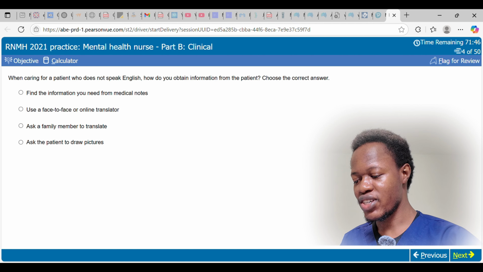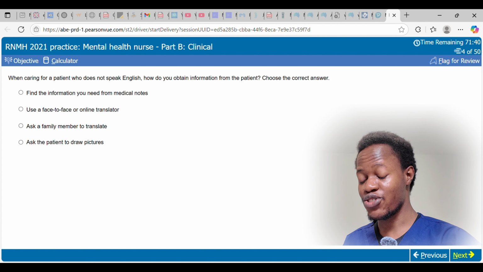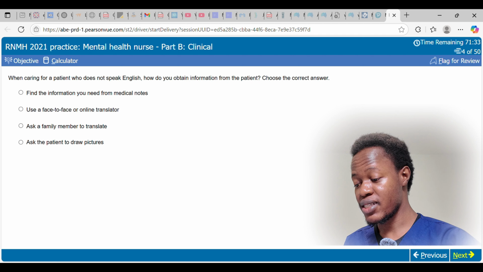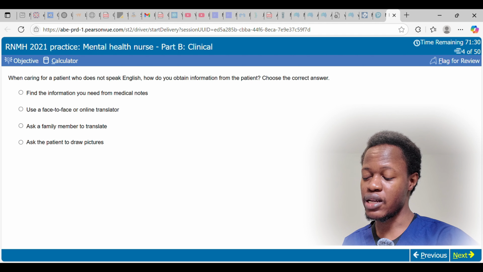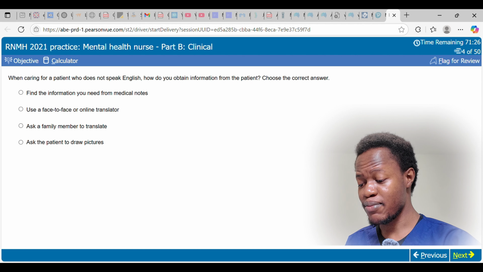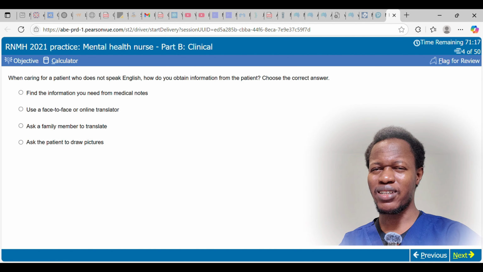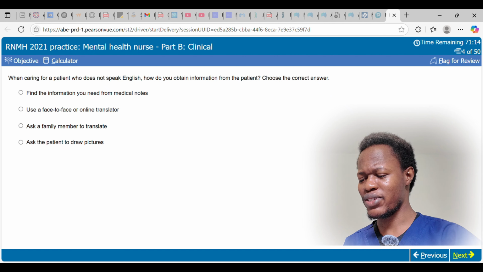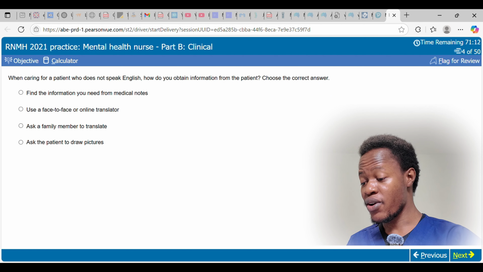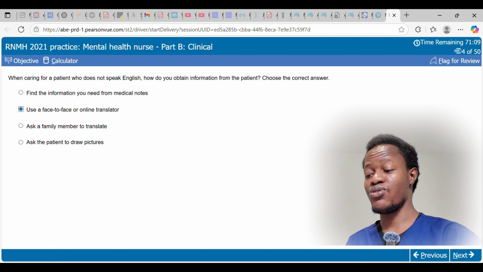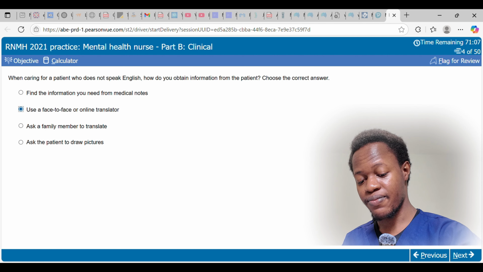When caring for a patient who does not speak English, how do you obtain information from the patient? Choose the correct answer. Option A says to find the information you need from medical notes. No. Option B says to use a face-to-face or online translator. Option C says ask a family member to translate. No, because that's like breaching privacy, if that's the right way to put it. Then ask the patient to draw pictures. No. So our best option is to use a face-to-face or online translator.